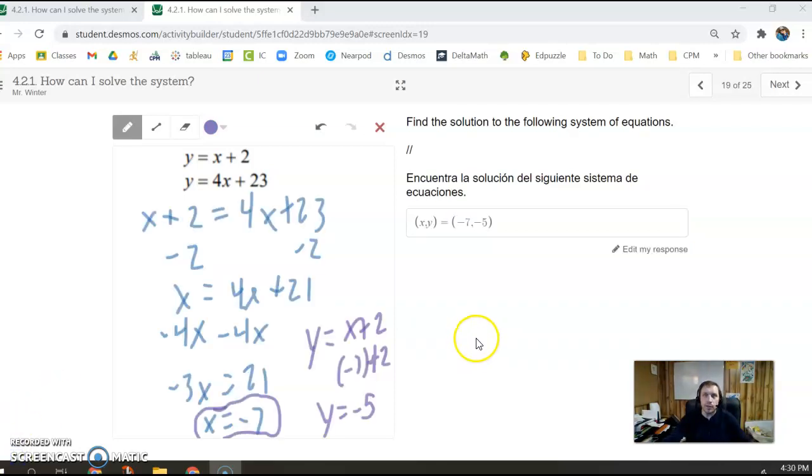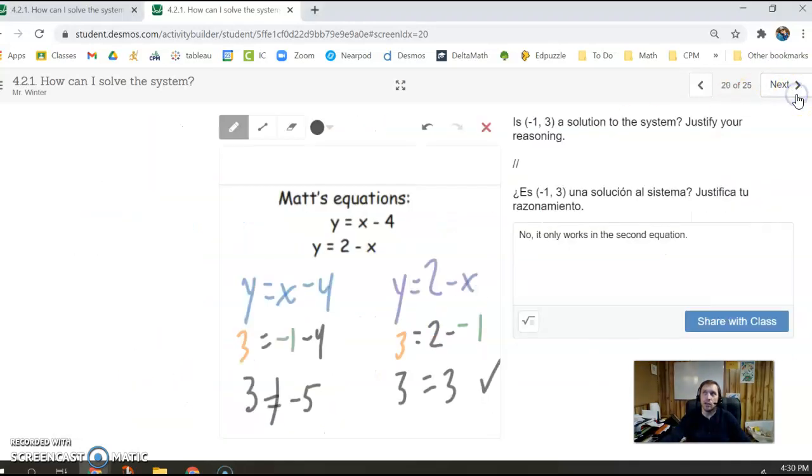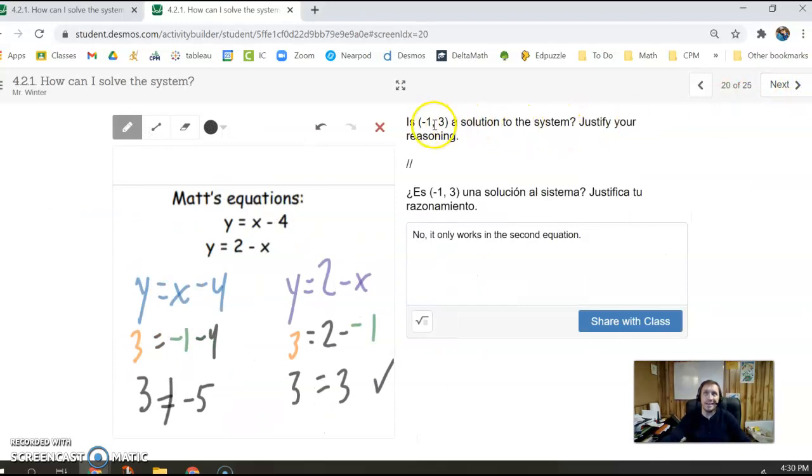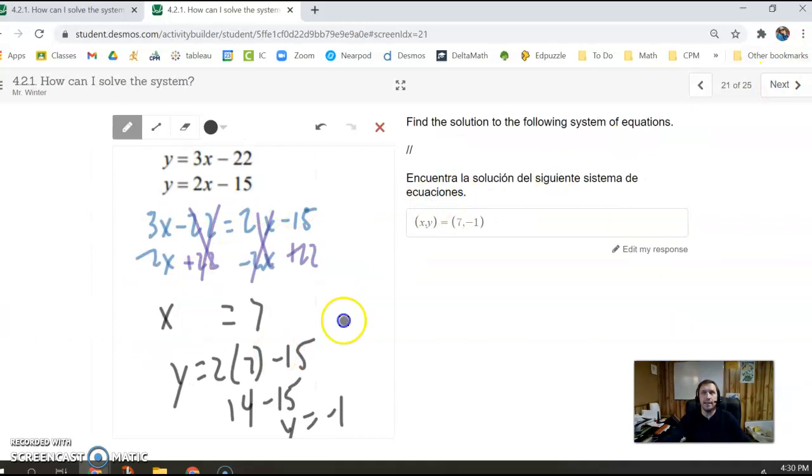All right, so here's 3 solutions if you worked it through on slide 19. Look at this work. You can always pause to look at it. You get (-7, -5) as your x, y value. Go ahead and slide 20. You would plug (-1, 3) into both equations to see if it works. But since it only works for the second equation, it's not a solution. Finally, your solution is (7, -1).